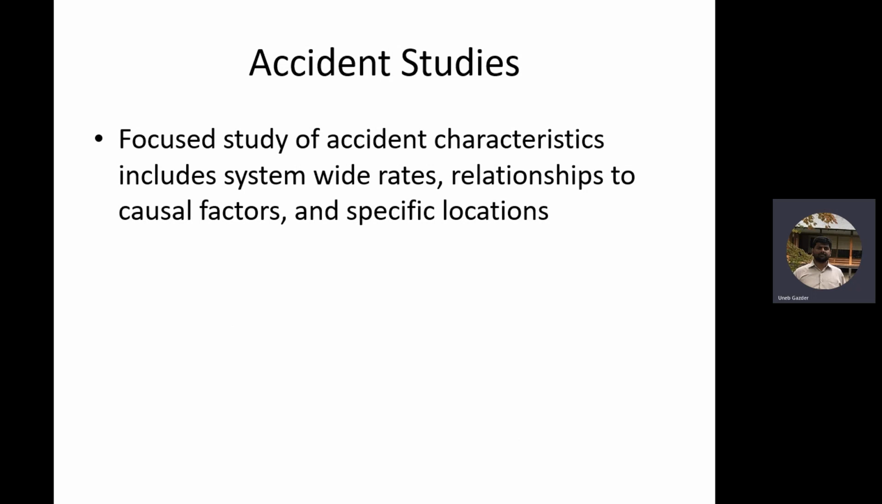If you have enough time, we will do this at the end of the course as well. So accident rates. Okay, how frequently the accidents are happening in terms of time and in terms of traffic. Okay, relationships to causal factors. So accidents happen because of different causes, right? Different reasons. So which causes are more prominent, which causes are less prominent. And locations. Which locations have more accidents as compared to others?